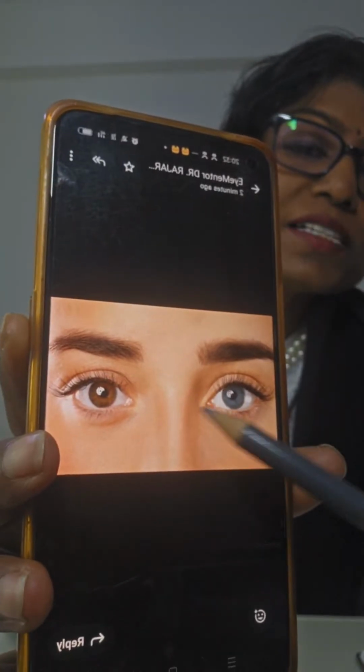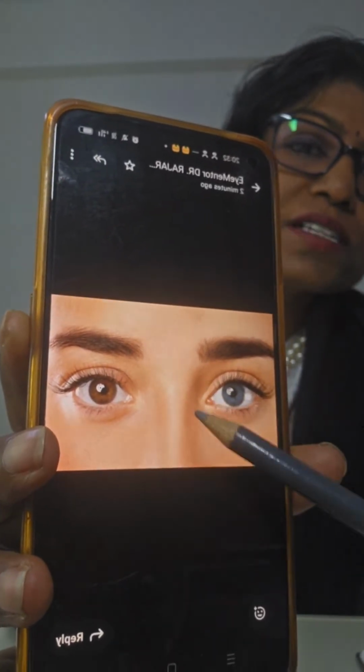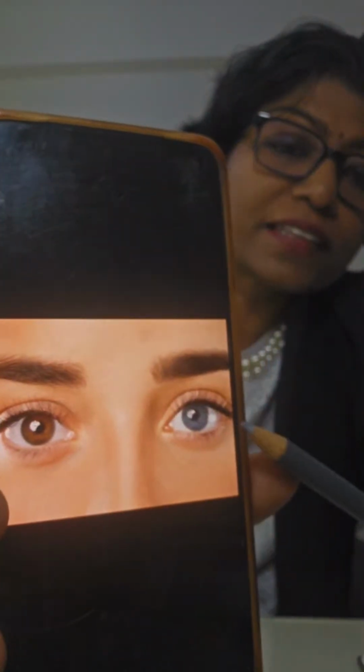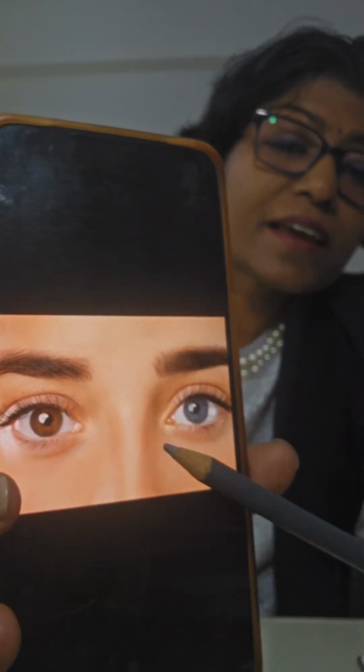So what do you notice in this image? What do you notice in this image? So you can see something, and I gave you a clue. You look at the color of the eyes.